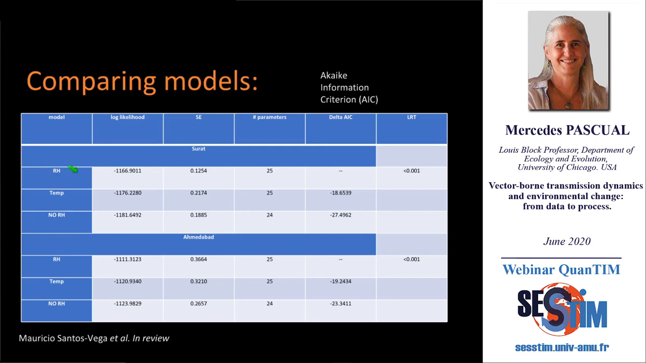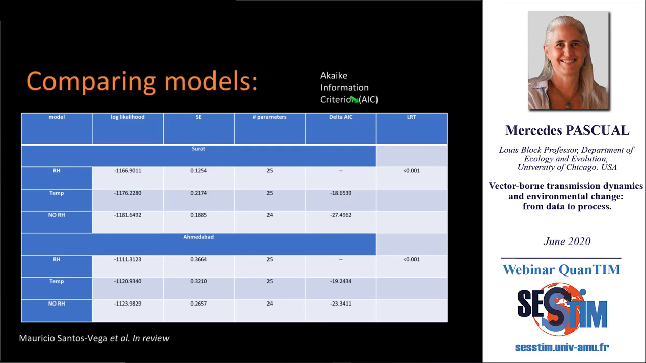So here, we are in Surat, and we have the model with relative humidity, temperature, and just seasonality. And you can see that the model with relative humidity is the best one here, and considerably better than the one that has no interannual forcing, and better than temperature.